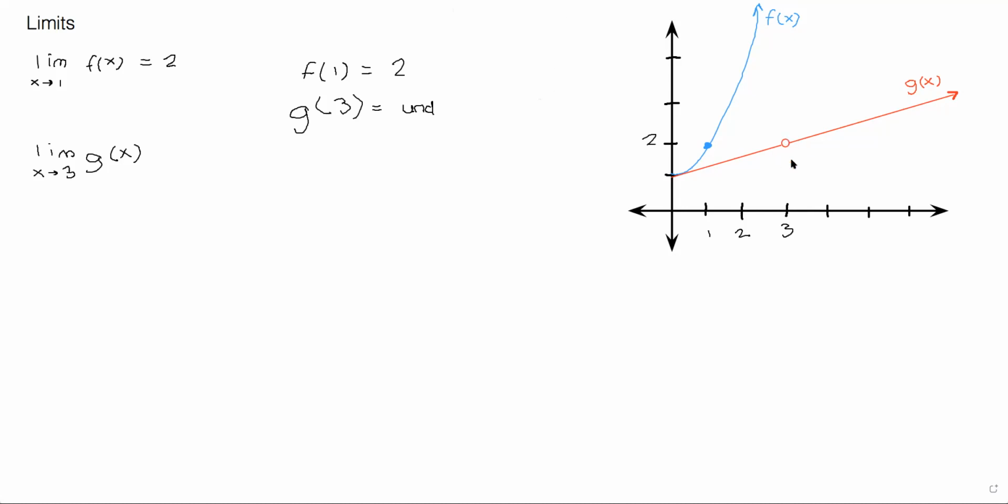So we want to ask ourselves, if x was 3, what would we expect the function value to be? And like I said, if we fill the hole, we can see that we would expect that to have a y value of 2. We can see that this point has coordinates 3 and 2. So sure, g of 3 doesn't exist, but we can see that the limit does exist. The limit is equal to 2 when we plug in 3. So the limit as x approaches 3 of g of x is equal to 2.